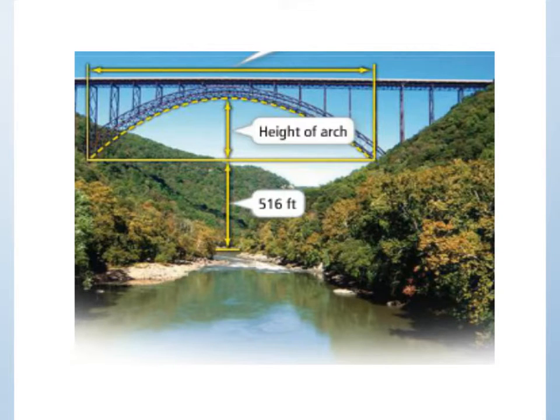Our origin would be up here, okay? And it says this distance at the top would be the height of the arch, and then below that is 516 from the bottom of the arch to the river, okay? It asks us to find the height of the arch. Let me read that again. It says approximately how high above the river is the arch.